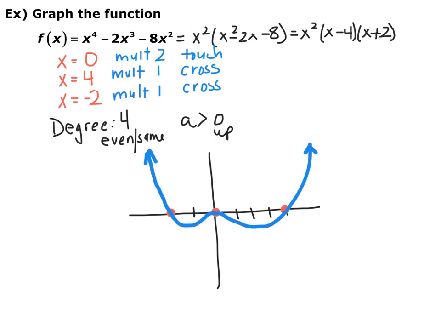A is a 1, so that means it's positive, so that means you're going to end up. So since it's even and you're going to end up, you're also going to start up. So I'm going to start up. As I come to negative 2, I'm going to cross it because it has an odd multiplicity. As I come back to 0, I'm going to just touch because it has an even multiplicity. And I come up to positive 4, I'm going to cross because it has an odd multiplicity. So this is what the graph of that polynomial looks like.